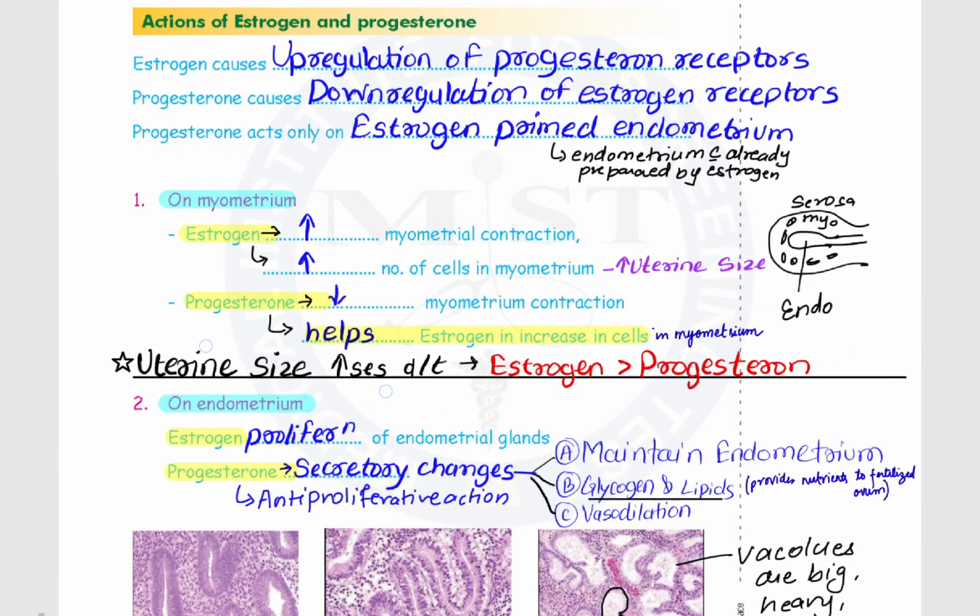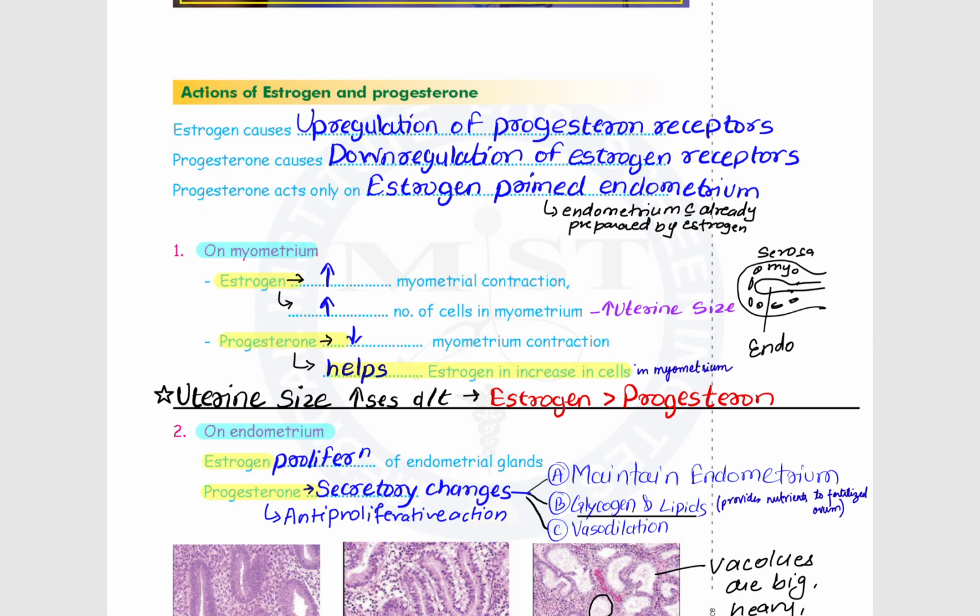Now, the action of estrogen and progesterone on myometrium. Firstly, estrogen increases myometrial contraction and increases the number of cells in myometrium, so the size of the uterus will increase. Progesterone decreases myometrial contraction. It's like relax and just maintain yourself, and it helps estrogen in increasing the number of cells in myometrium. So both estrogen and progesterone help in increasing the number of cells in myometrium, but the main effect is due to estrogen.